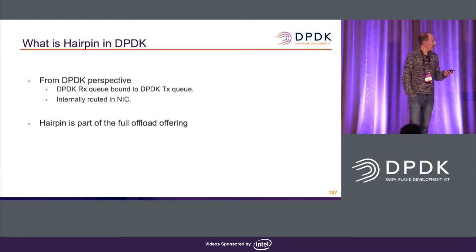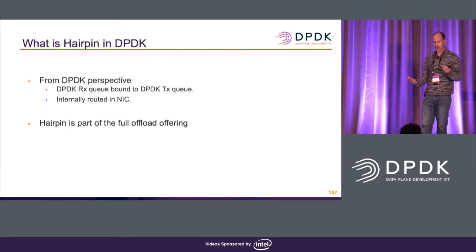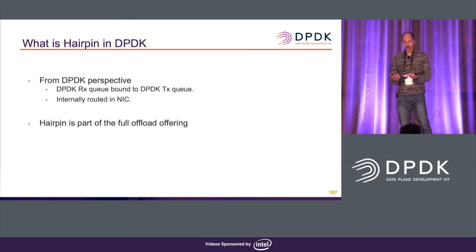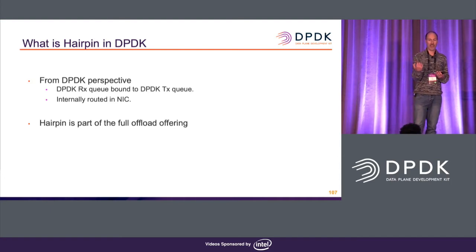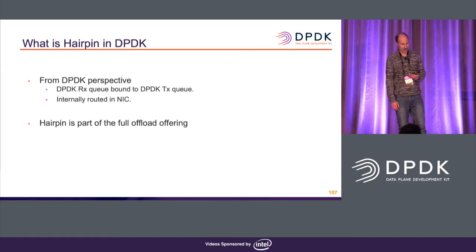From the DPDK perspective, we're actually creating two DPDK queues, one TX queue and one RX queue, which we are binding together at the NIC level. So every packet that arrives through the RX queue will go right to the TX queue without going through the DPDK application. Another thing is, like I said, the Hairpin is part of the full offload offering, which we'll see in a minute.